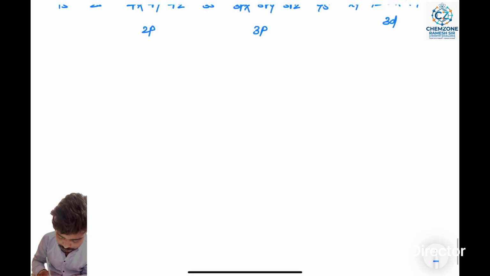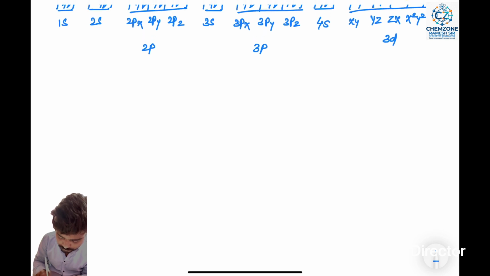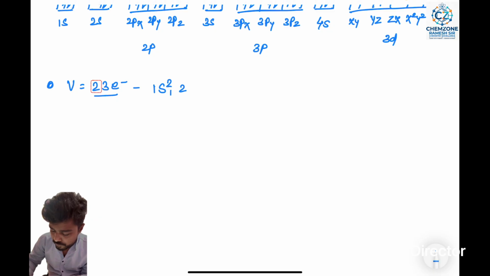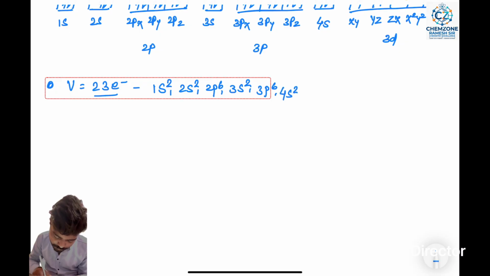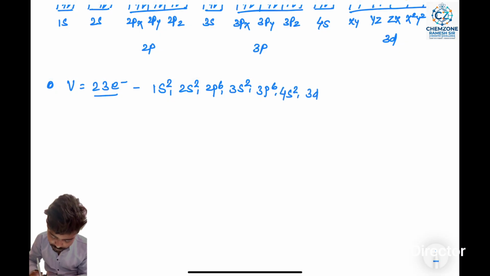Your vanadium. Okay, atomic number 23. So atomic number 23 is vanadium. Symbol is V, and 23 atomic number. So 1s2, 2s2, 2p6 and your 3s2, 3p6 and 4s2 and your 3d3. Okay, last outermost orbitals means 3d.